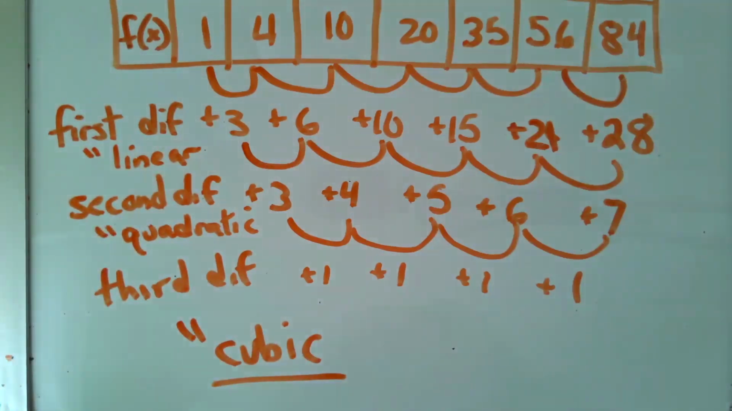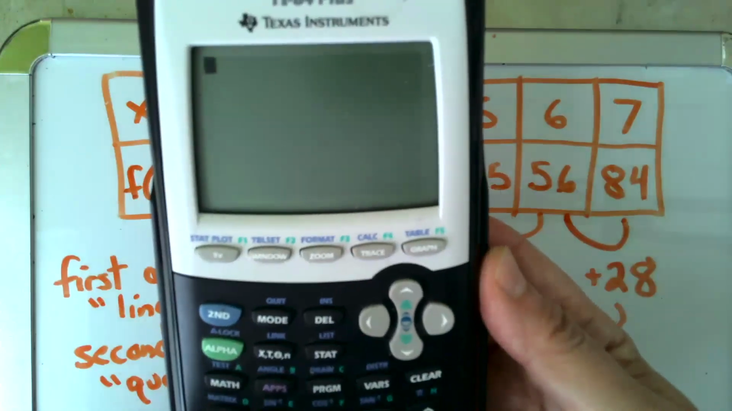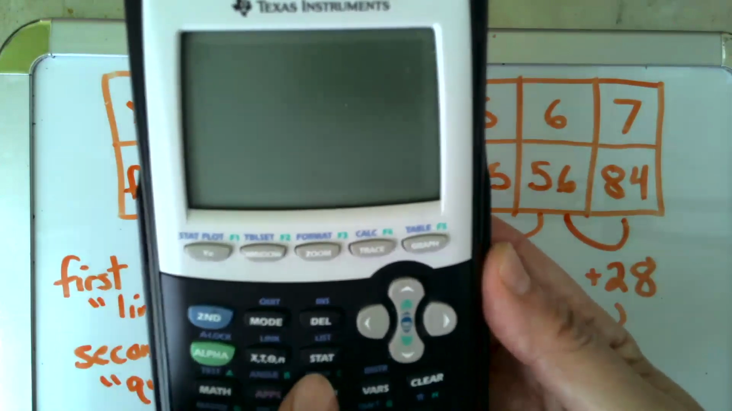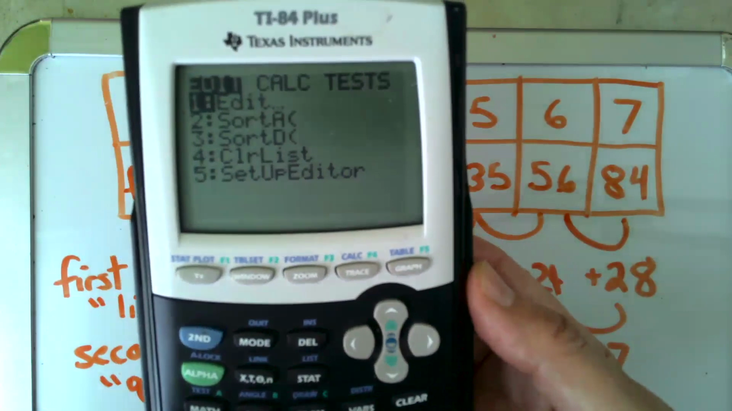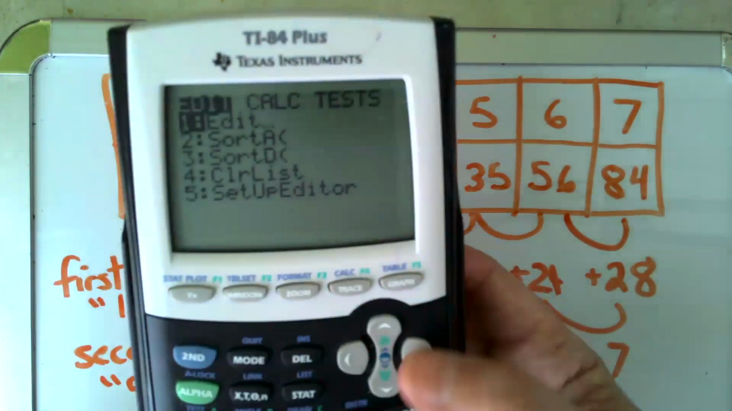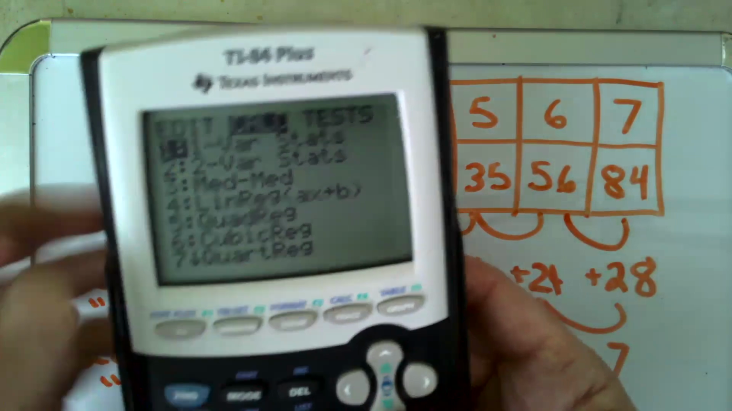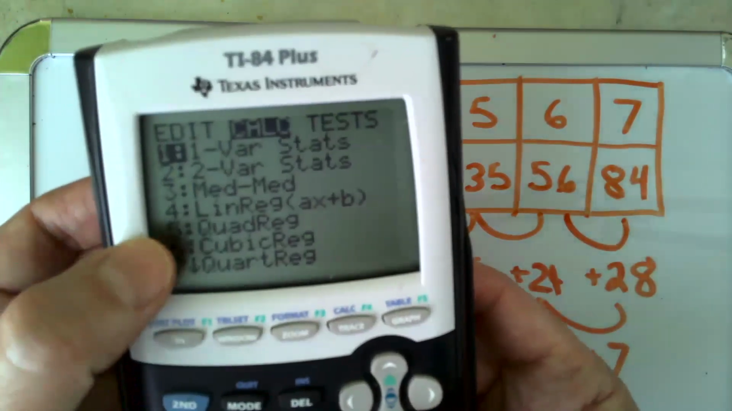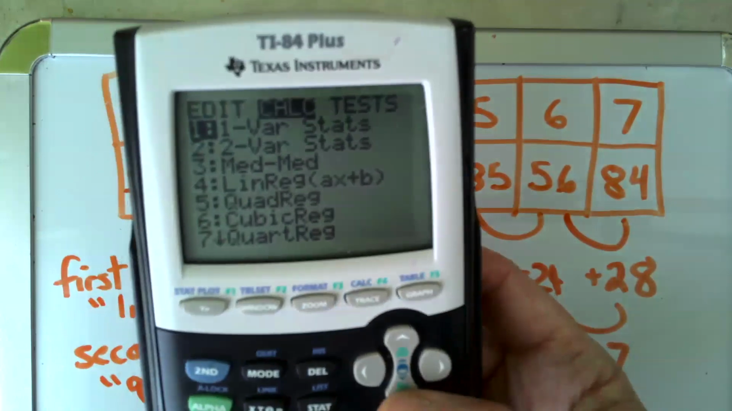Now, let's review how to find all of these functions on your graphing calculator. So first, let's just show you where these things are found. See this key here, stat? If you press that, and if you go into calc, then you can see in these lists, number 4 is a linear regression, 5 is a quadratic regression, and 6 is a cubic regression.